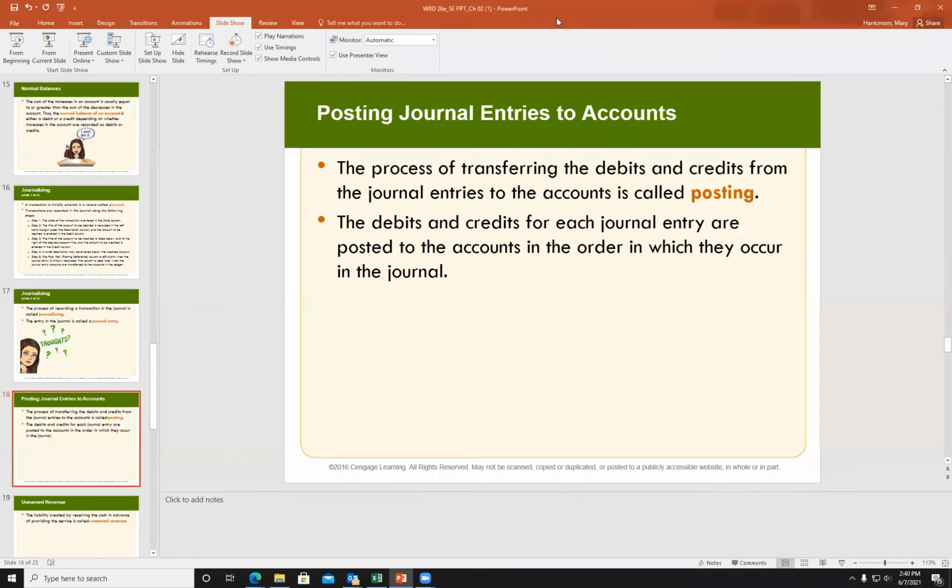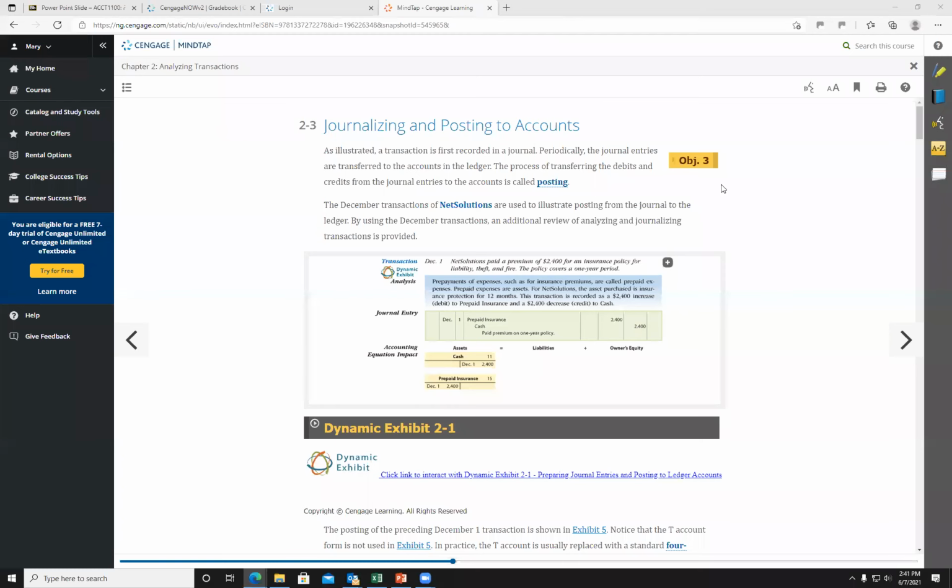So we're going to take a brief moment and look at a few examples. As I mentioned before, a transaction is first recorded to the journal. Periodically, the journal entries are then transferred to the accounts in the ledger, and the process of transferring the debits and credits from the journal entries to the accounts is called posting.